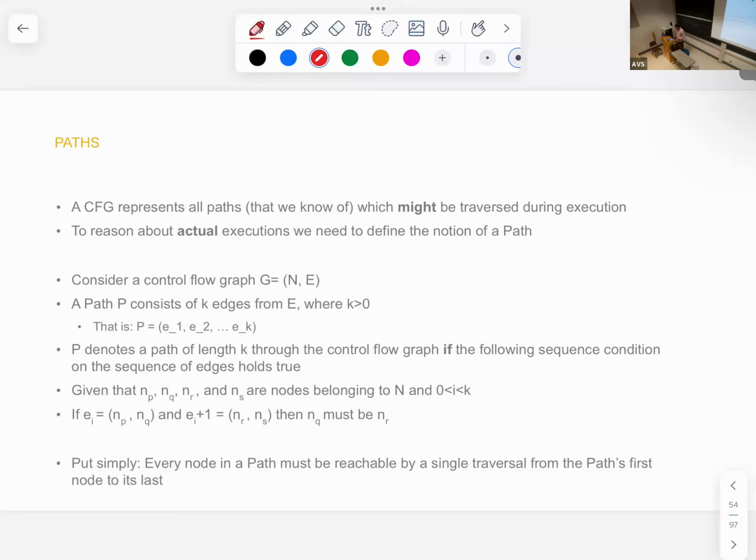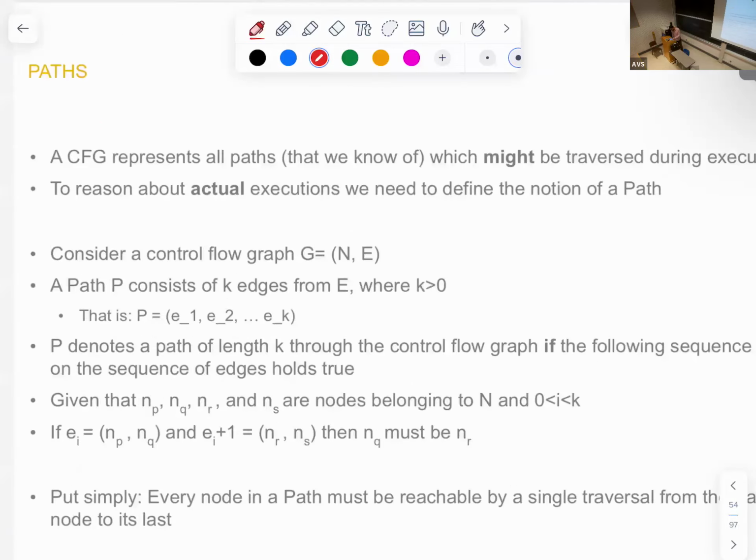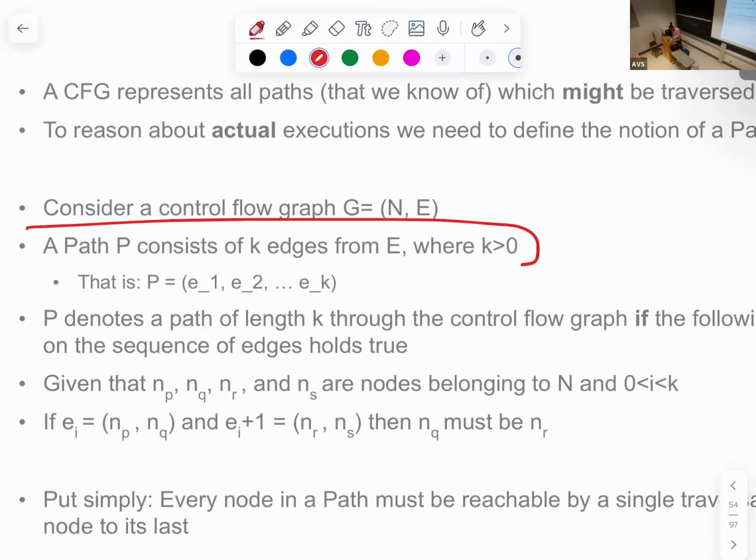All right, so we also have the notion of a path. As I said, this is the traversal from one basic block to another basic block to another basic block. So we can have the general path from start to end. We can also have a subpath, which means going from one specific basic block to another. Usually we define a path as a vector of edges from E where K is more than 0.